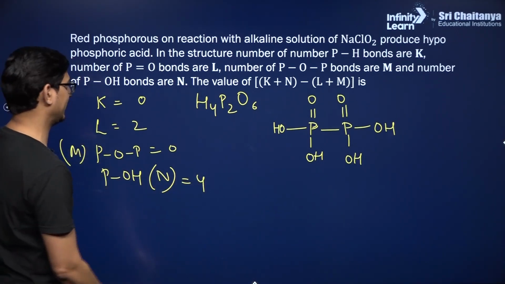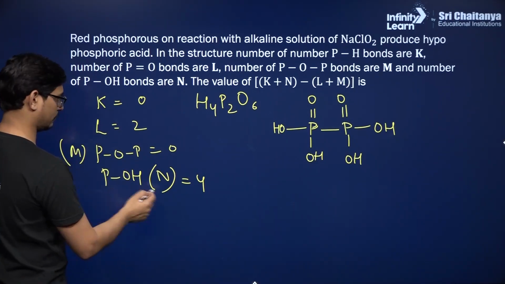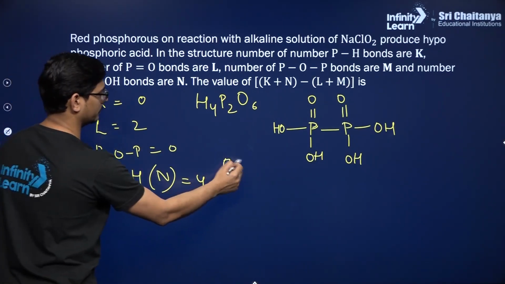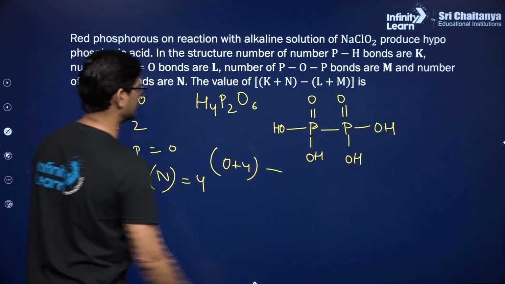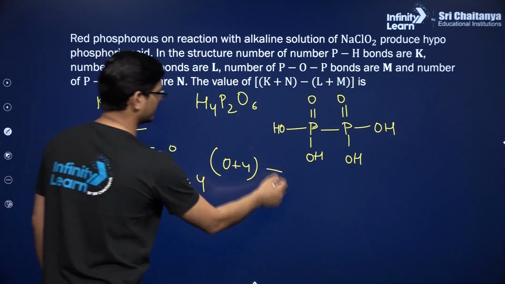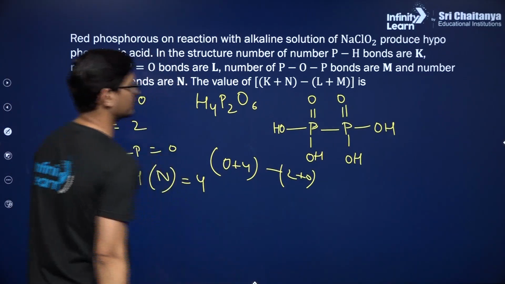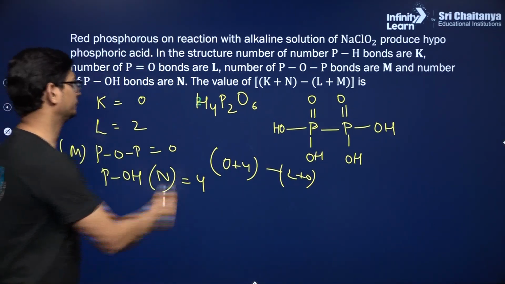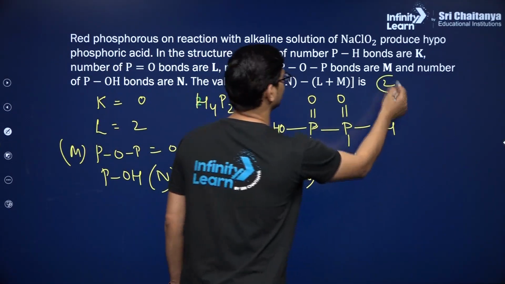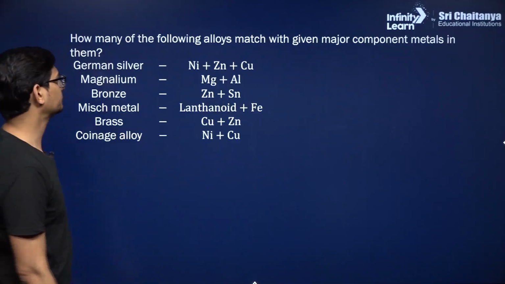So K plus N, which is 0 plus 4, minus L plus M, which is 2 plus 0. So of course that is going to be 2. So the correct answer is 2, right?